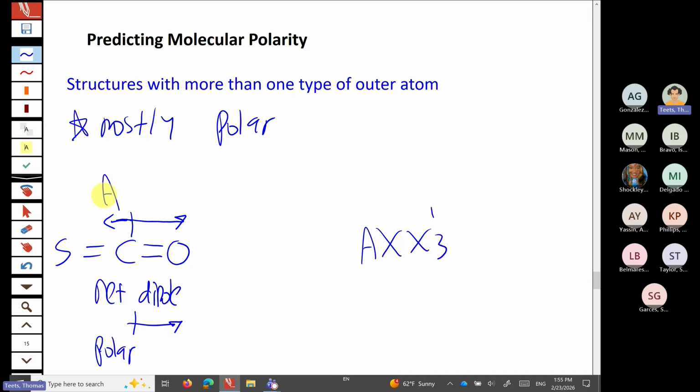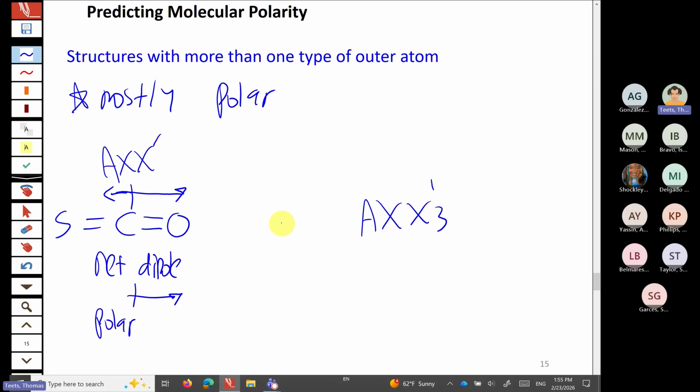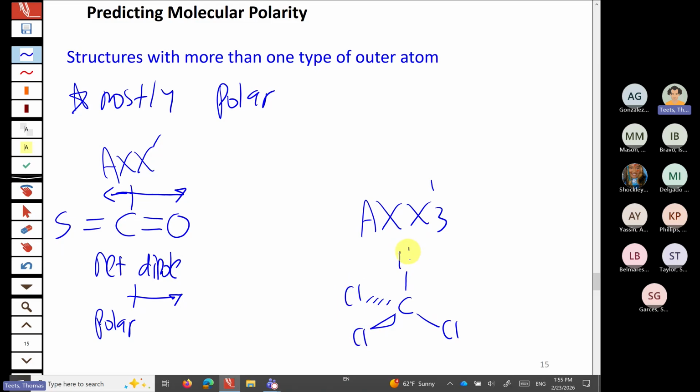I'll call this AXX prime, basically 2 different outer atoms, X and X prime, but that's not important for us. A common one is chloroform, CHCl3. So this is tetrahedral, but there's 2 different outer atoms. One of them is a hydrogen, 3 of them are chlorines. We call this chloroform, not that you need to worry about that.